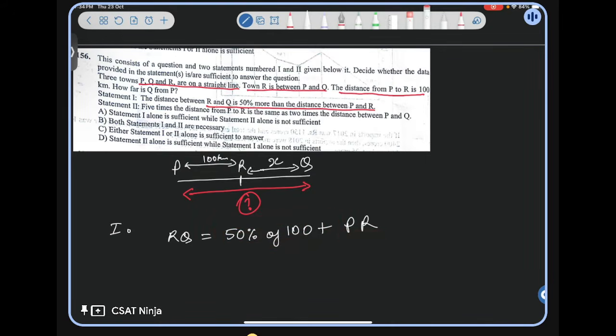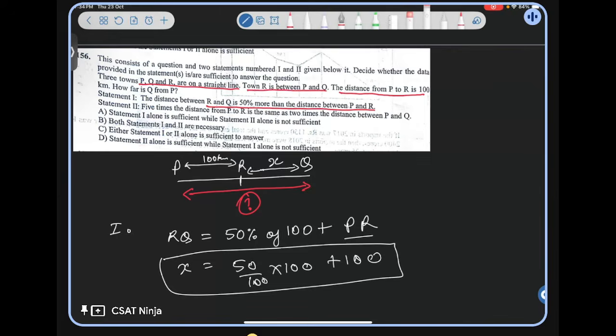So if I write it in terms of an equation, X is equal to 50% of 100, plus PR, which is 100. If you look at this equation, we have only one unknown, which is X. So I can directly find the value of X. Like I told you earlier, if I know the distance between R and Q, I can find the distance between P and Q because I know the distance between P and R. So statement 1 alone is sufficient to answer. Let's check statement 2 also.